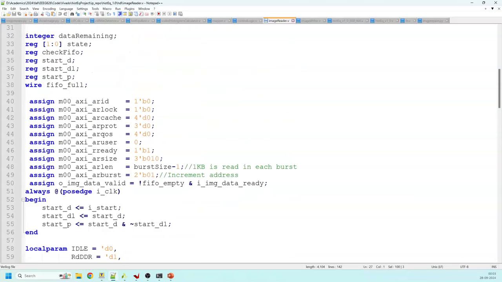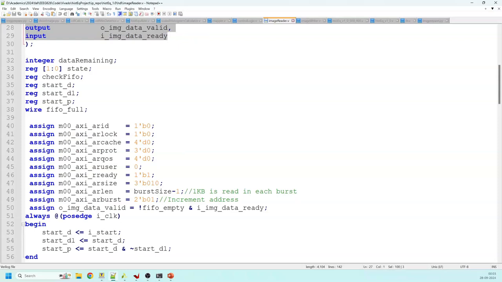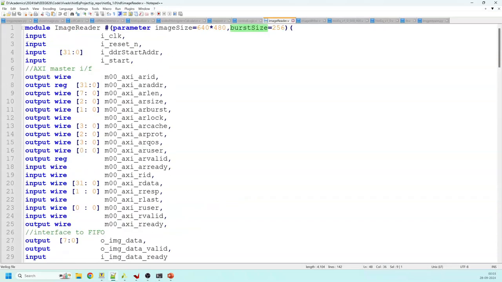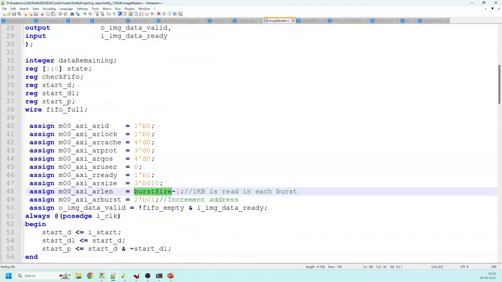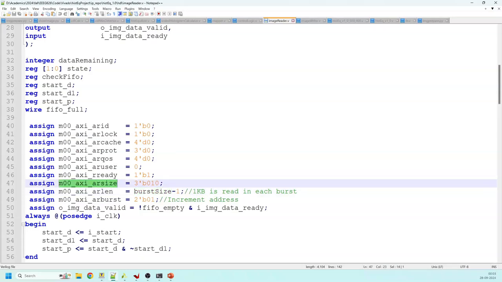Again, it is state machine based. We will look at two important things here. The burst size is a parameter which is set as 256. That means each read operation going to DDR will be 256 beats. AR size is kept as 0b010, which means each read operation on every clock cycle will be of 4 bytes. So on each clock, it will be getting 4 bytes or 32 bits of data. Like that, it will be getting 256 beats in one burst. So one burst operation consists of 1 kilobyte of data.